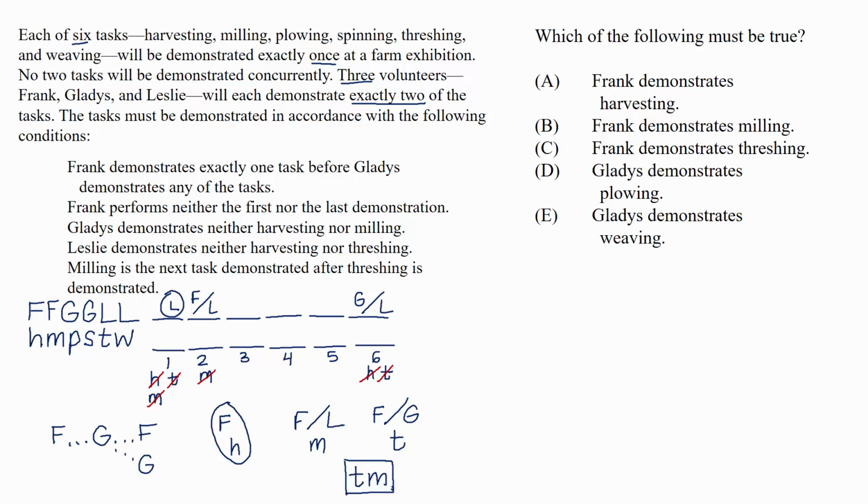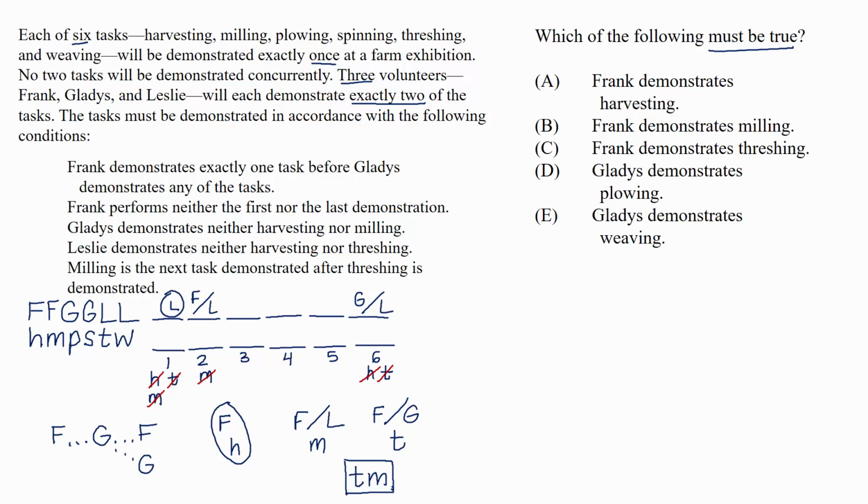All right, this question asks us which of the following must be true. It's a must be true question. It doesn't give us any new information to work with, so that means that we can use our deductions. And we should be able to save a lot of time given that we made so many deductions up front.